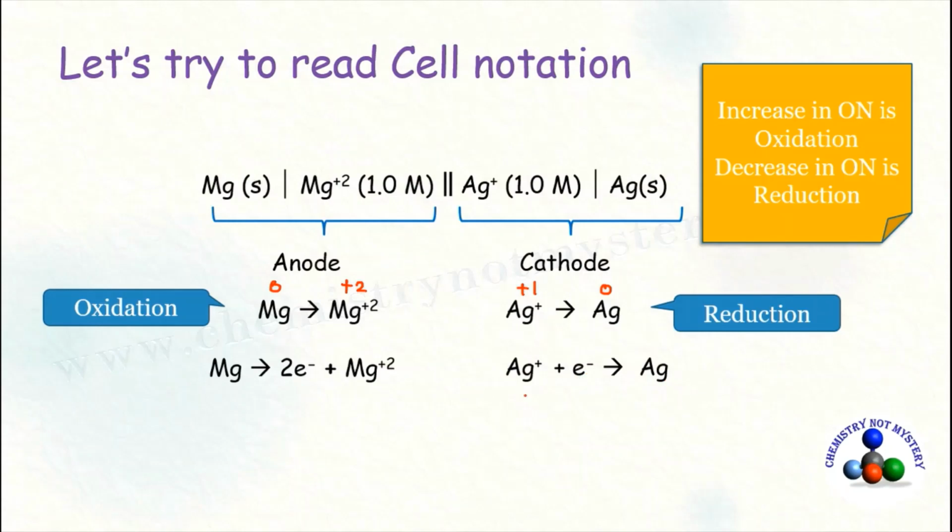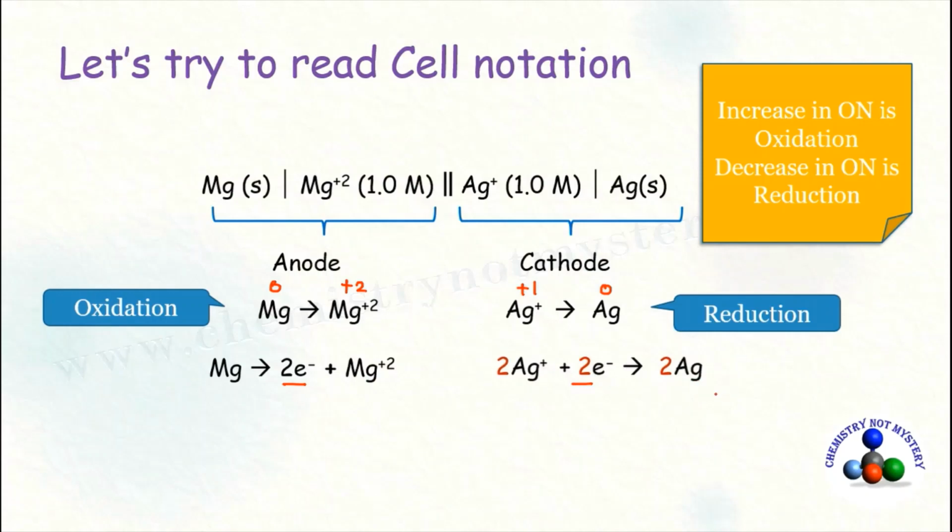Now we need to add both the reactions to get the complete cell reaction. But before that you have to balance the electrons. As 2 electrons are produced in the oxidation reaction, 2 electrons must get consumed in the reduction reaction. So here you have to multiply this equation by 2. So you will get 2Ag+ plus 2 electrons gives 2Ag.